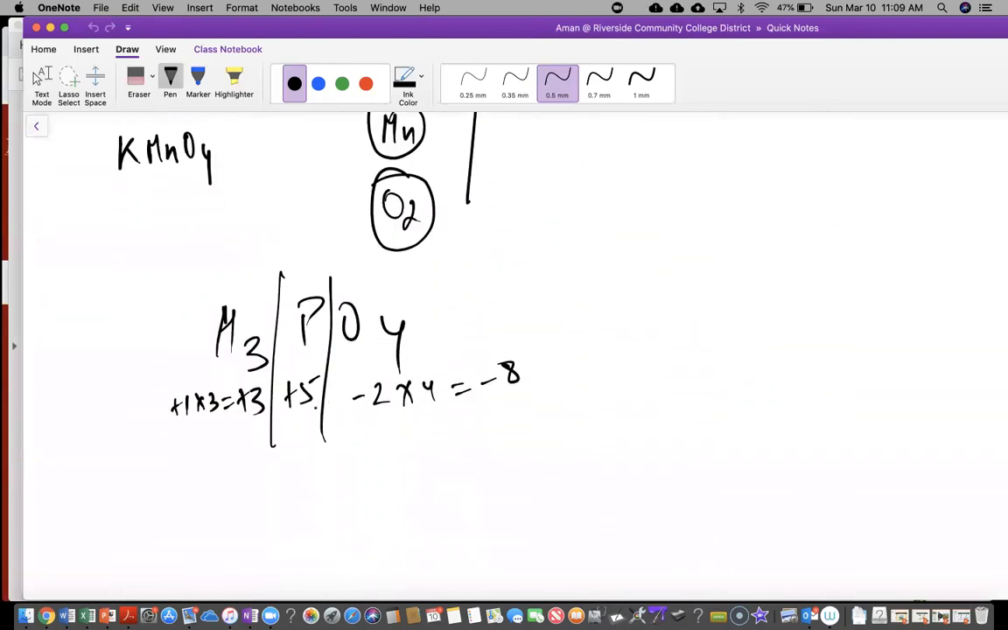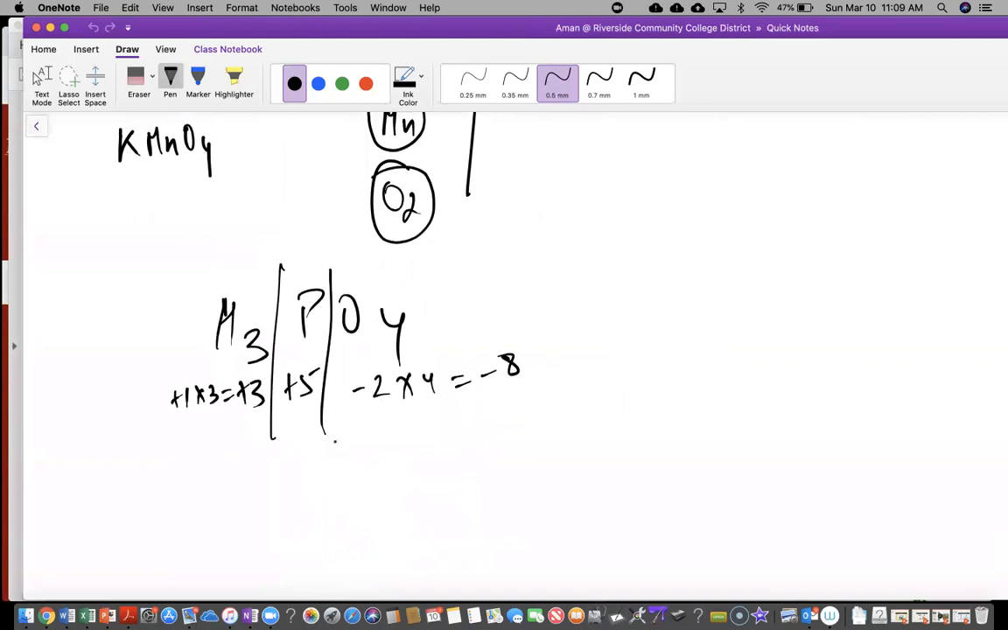H is +1, P is +5, and O is -2. Right. Does that make sense? Yeah, it makes sense. I have a question on the idea behind it, on your last example.